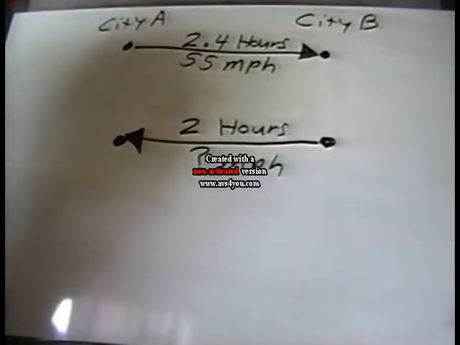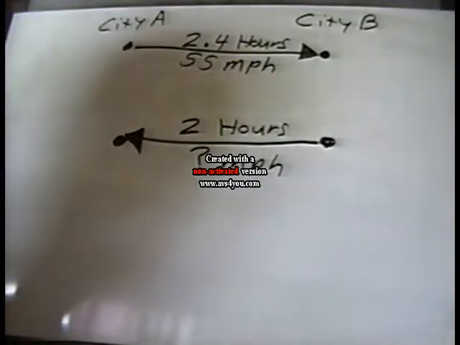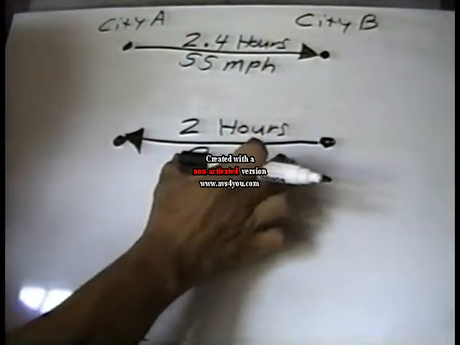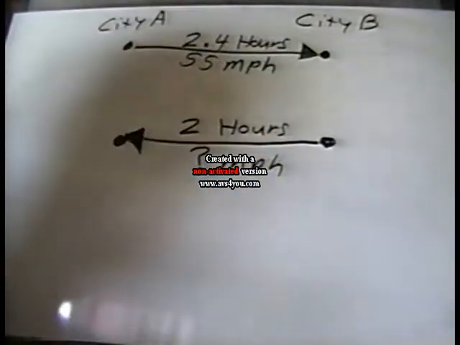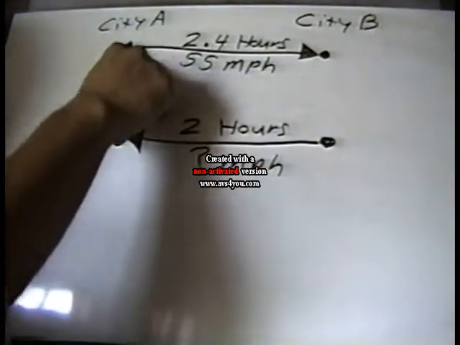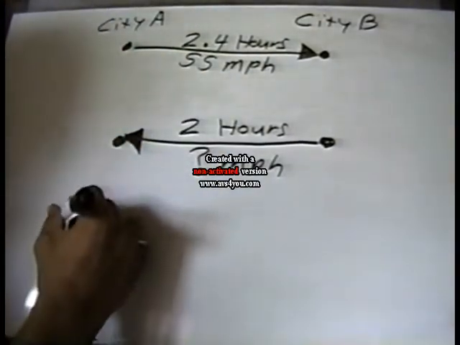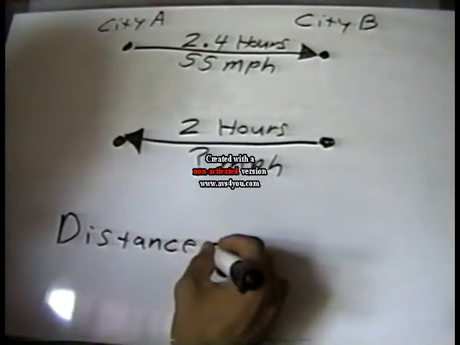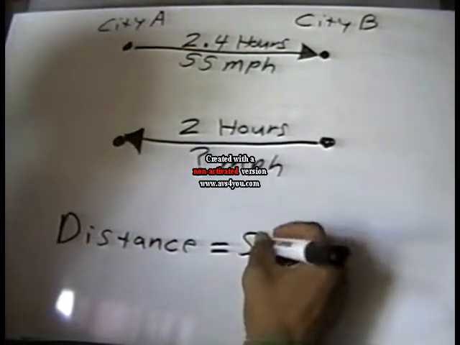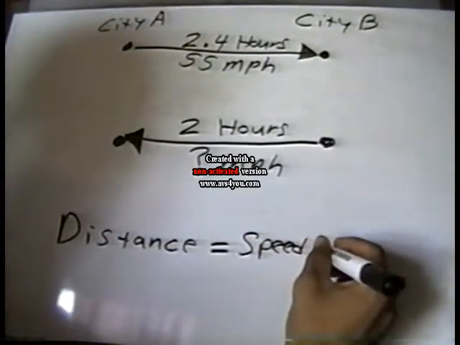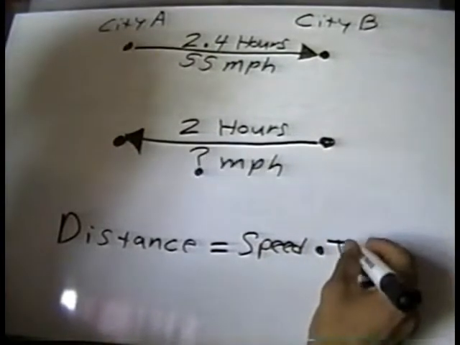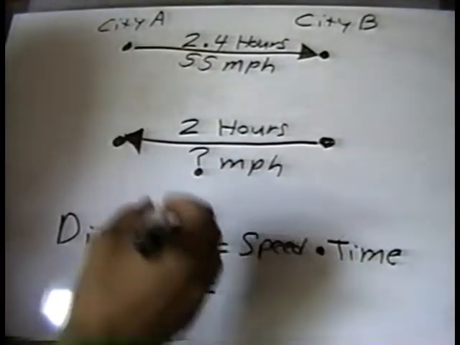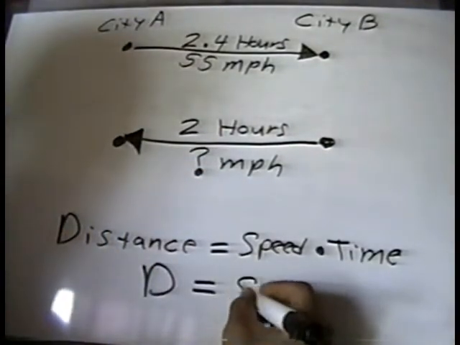Meaning they must have went a little faster. Okay, so we know it's going to be faster. But we want to know, so how many miles per hour, what speed, okay, did the car return at? Okay, so here we use what we know to find out what we don't know.